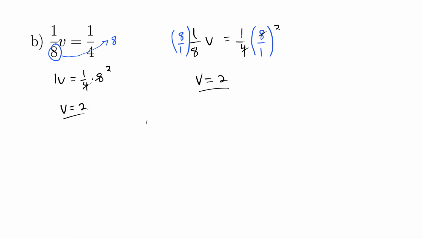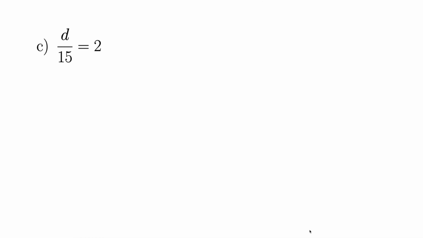Let's try another one. Here we have d divided by 15 equals 2. Same idea. We're solving for d. I'm going to take this denominator and bring it up to the other side. Mathematically, we're multiplying both sides, but intuitively, that's what we do. So that gives us d equals 2 times 15, which is 30.